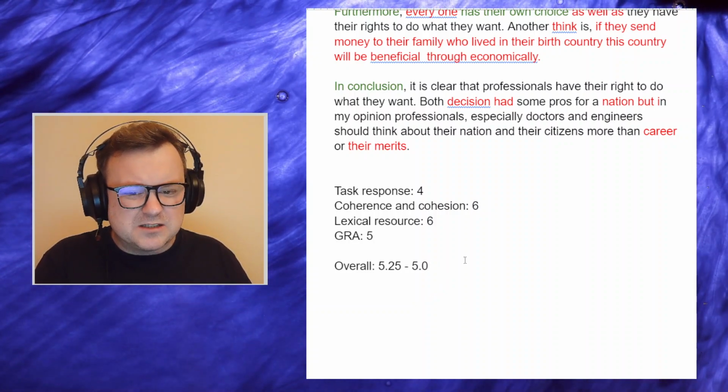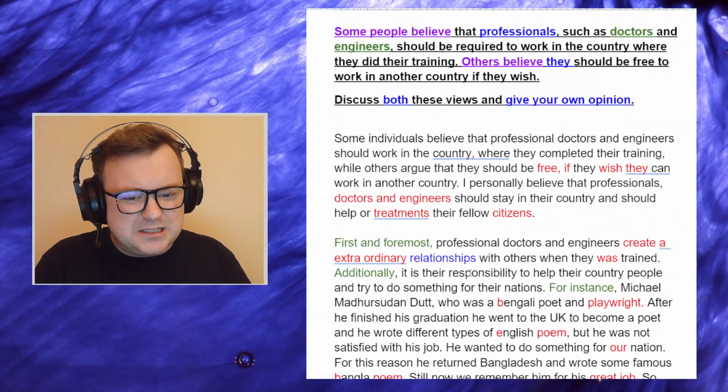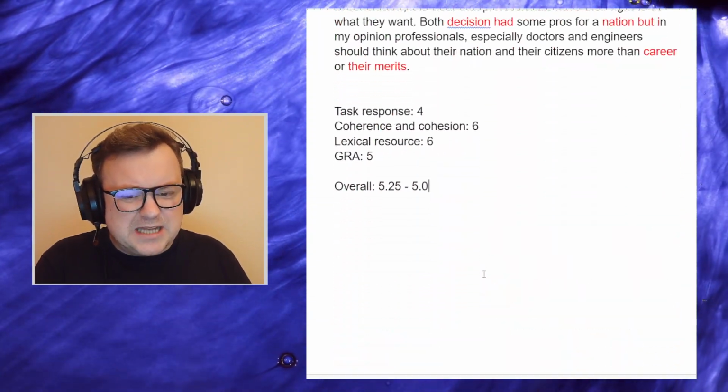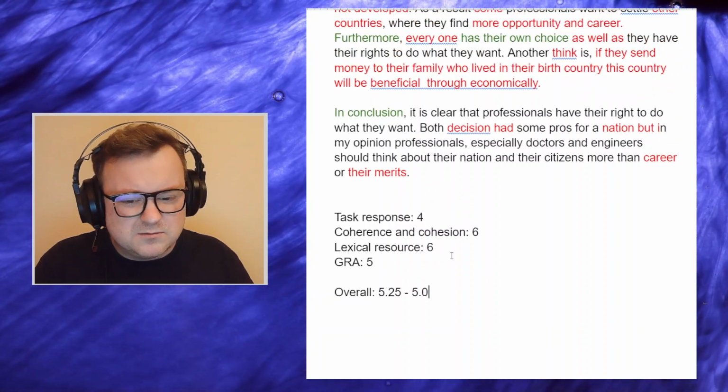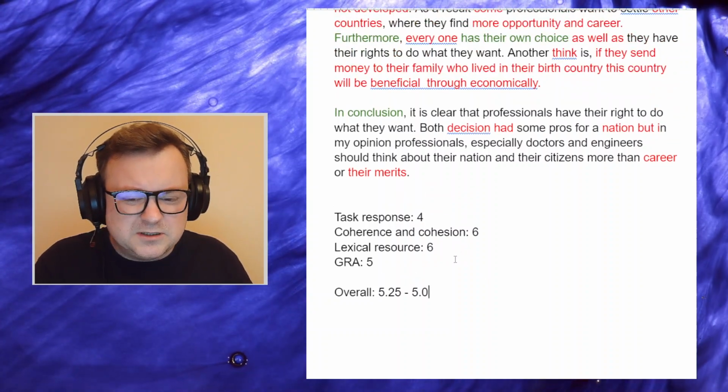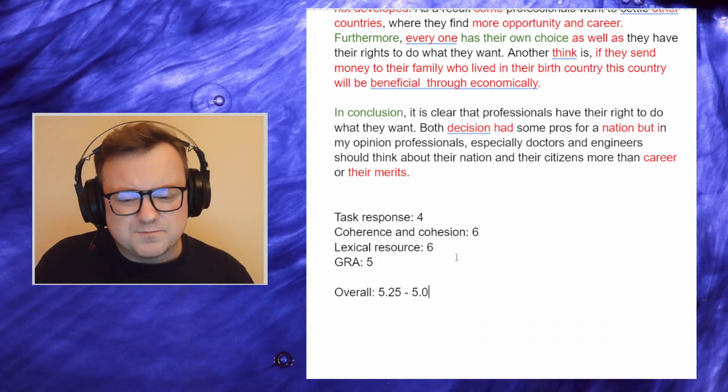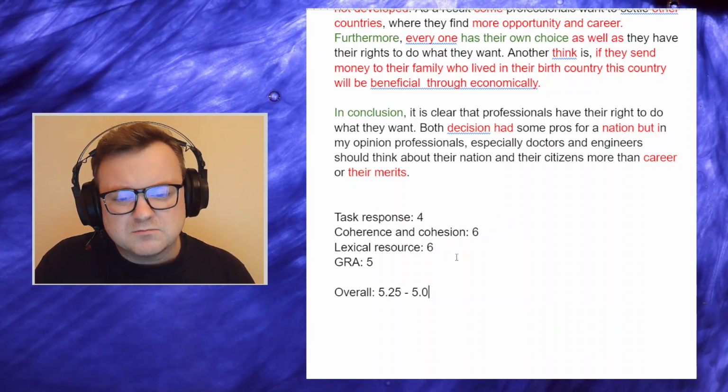I think it is the work of an intermediate. I think the candidate's language, vocab is at upper intermediate, I would say.